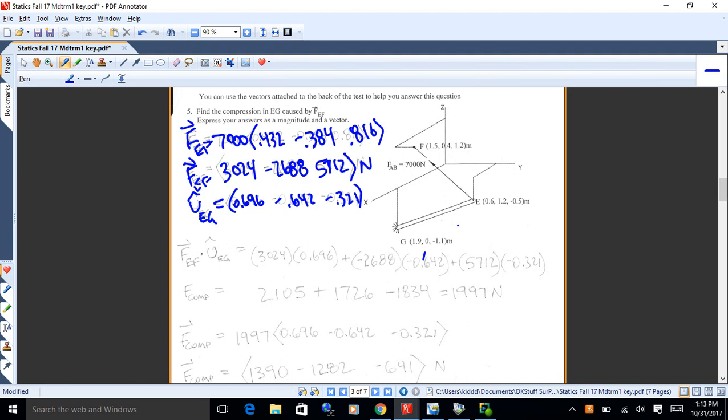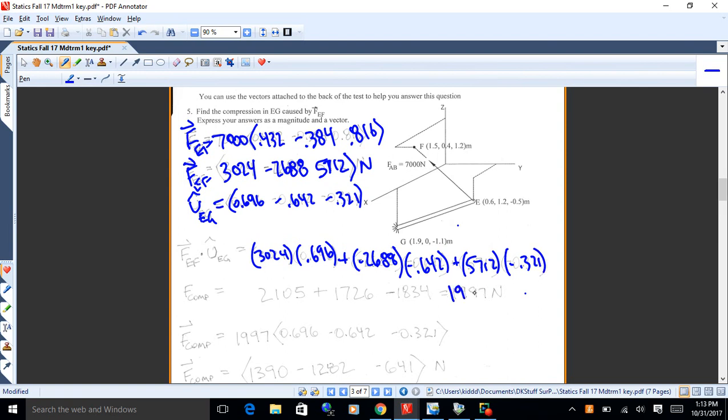So to get the projection there, you just dot them. When you dot vectors, you take the like components and multiply them together. So that's 0.696, that's negative 2688 for the y, times negative 0.642, and then you've got the k, and that's 5712 times negative 0.321. Do all that, and you get about 1997 newtons. Okay, so that's the compressive force.